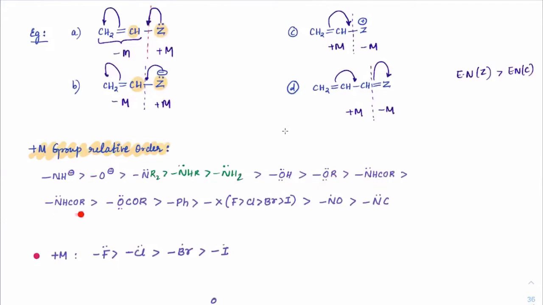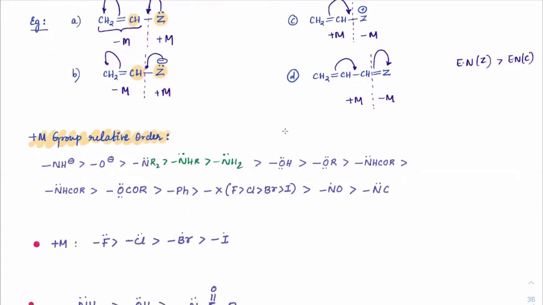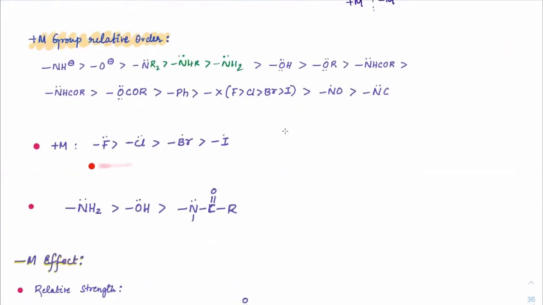NHCOR, NHC double bond, NHC double bond OR with OC double bond OR. Like this, the entire series goes. Don't worry about analyzing it right away. Okay, we will take one of the groups at a time and discuss it. For example, if you take the plus M effect of halides, yes, beta.